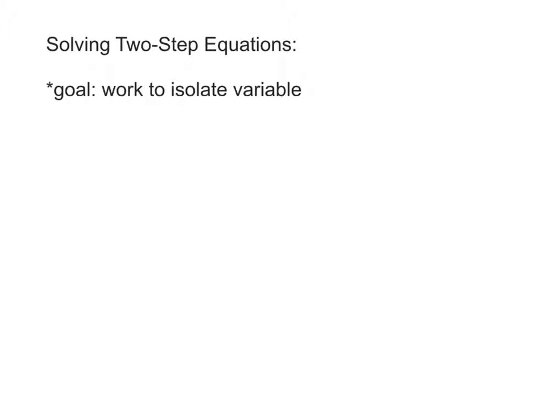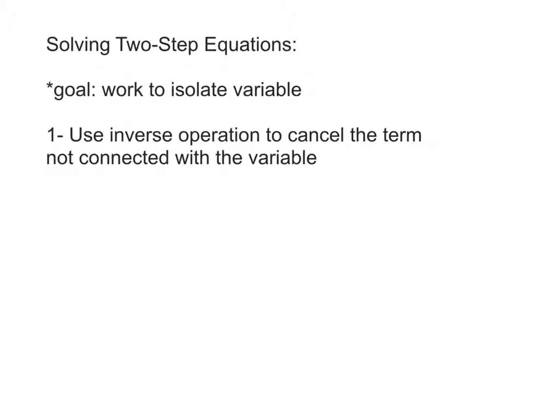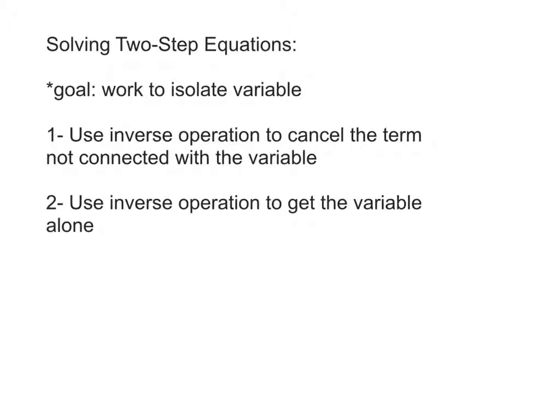The first thing that we need to remember is that just as in one-step equations, our goal in two-step equations is also to work to isolate the variable. Step 1 is to use inverse operations to cancel the term not connected with the variable. Step 2 is to use inverse operations to get the variable alone. And finally, step 3, check your work. We need to plug in our answer and make sure it works.